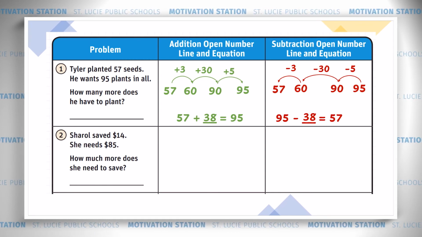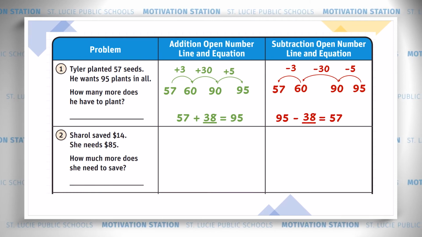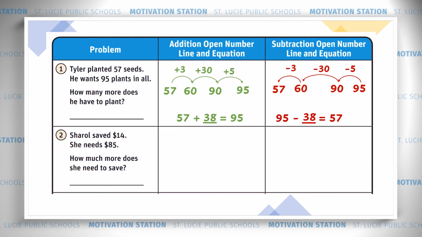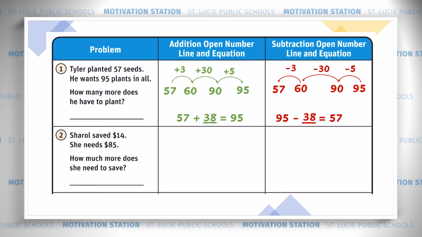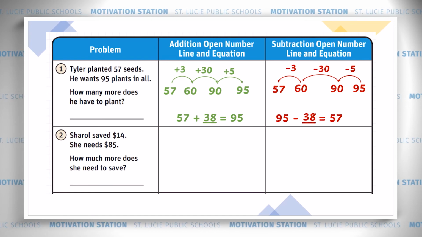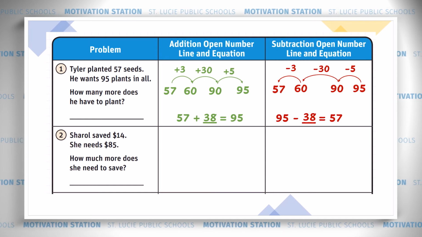Here we go. Number 2. Cheryl saved $14. She needs $85. How much more does she need to save? She has part of the money she needs, $14. She knows the whole, $85. We need to figure out the missing part.